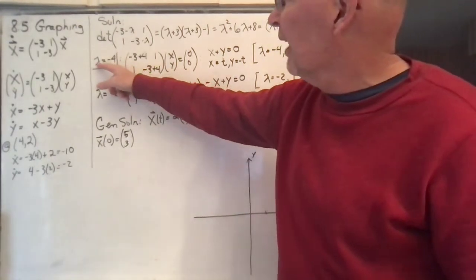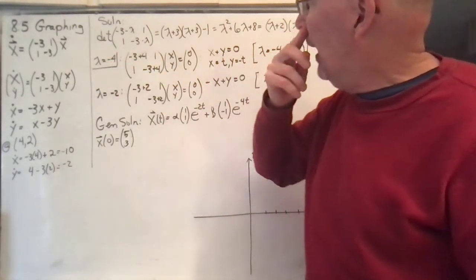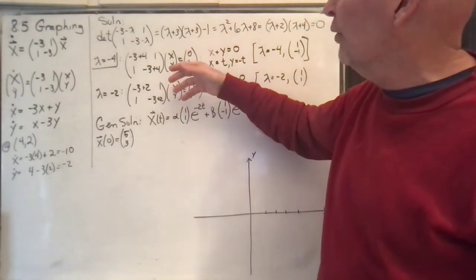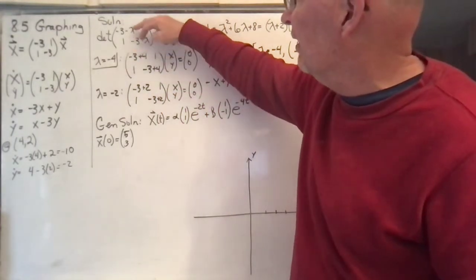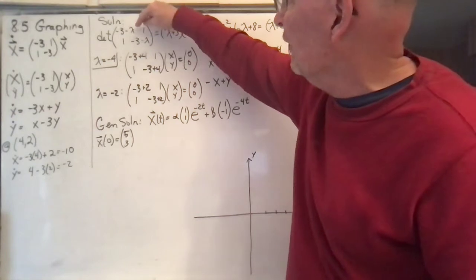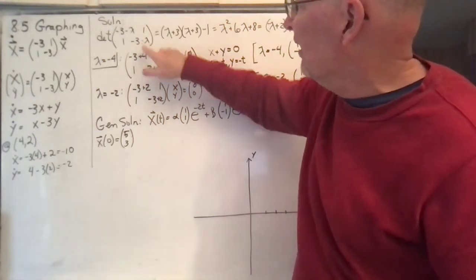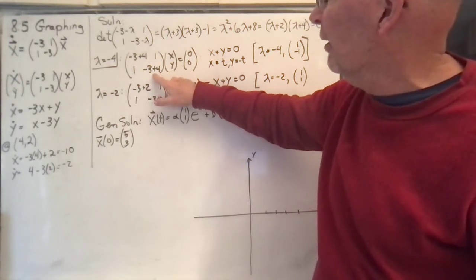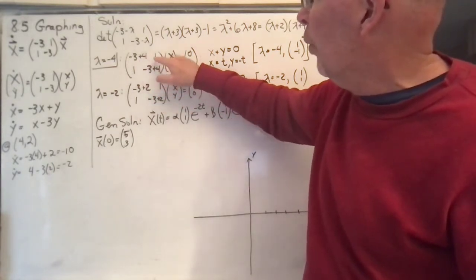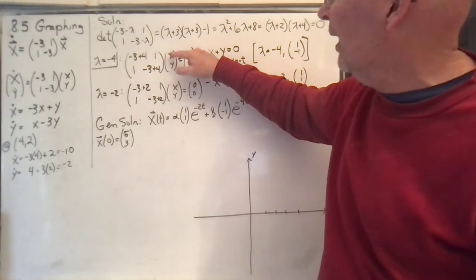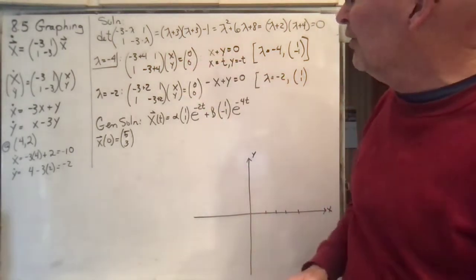So you start with lambda equal to negative 4. The shorthand way to do it is you take this again and let lambda be negative 4. If you subtract the negative 4, you're going to be adding 4 there. And so this is going to become the matrix 1, 1, 1, 1 times x, y is equal to 0, 0.